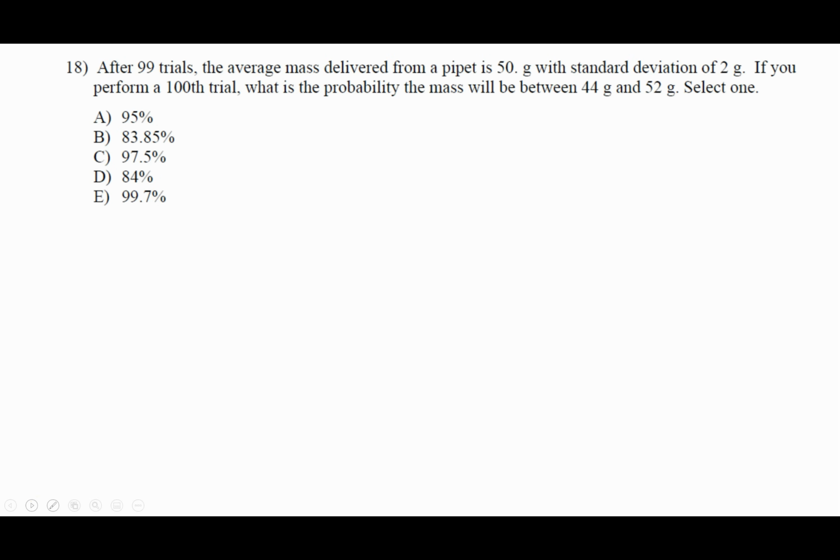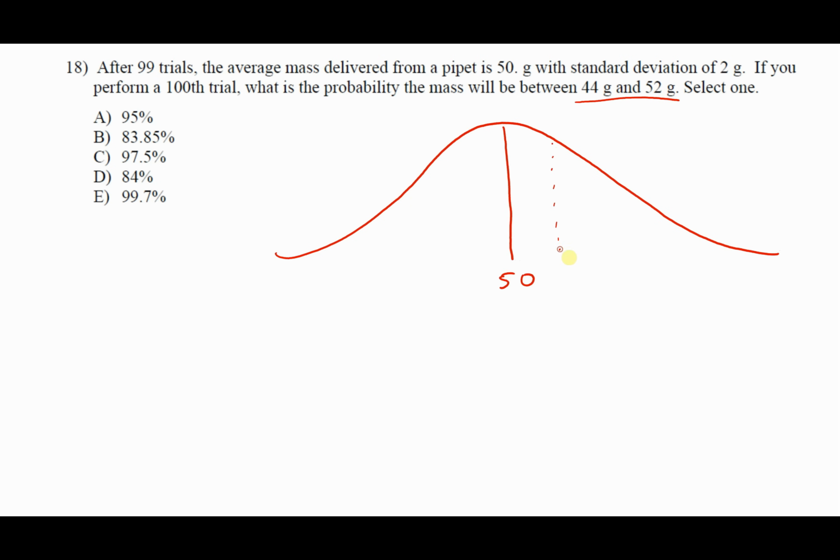After 99 trials, the average mass delivered from a pipette is 50 with a standard deviation of 2. If you perform a 100th trial, what is the probability the mass will be between 44 and 52? Select 1. Okay, so let's do our Gaussian. Here's 50. So 1 standard deviation to the right is 52. So that's 1 sigma to the right. And then down 1 is going to be 48. Down 2, right, will be 46. And down 3 is going to be 44.